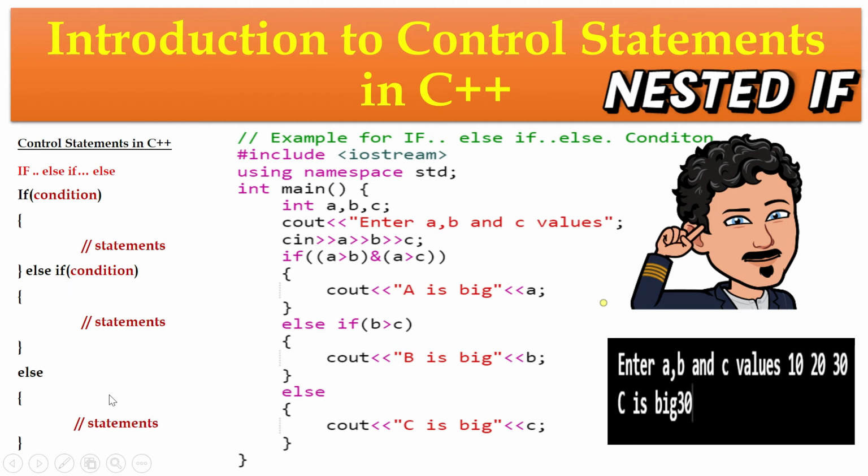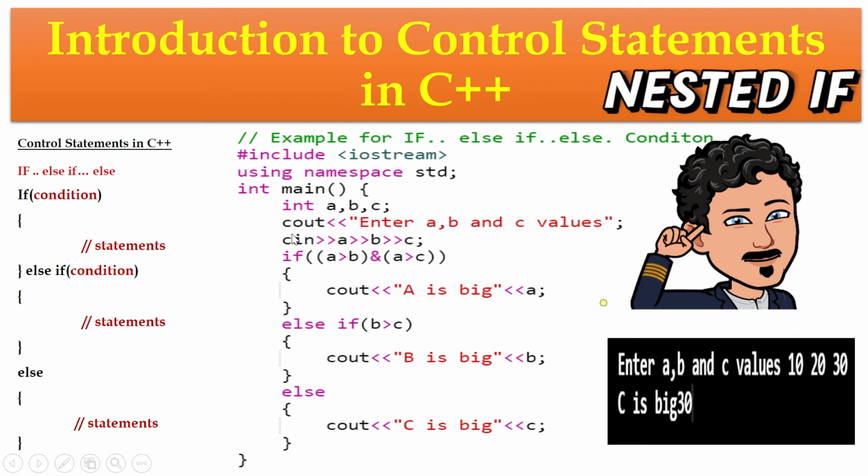Once again, I will repeat the nested if condition. If the condition is true, this part will get executed. If the condition is false, it will navigate to else if. We have one more condition right here. If the condition is true, this part will get executed. And when the condition is false, the else part will get executed. Now we have an example.